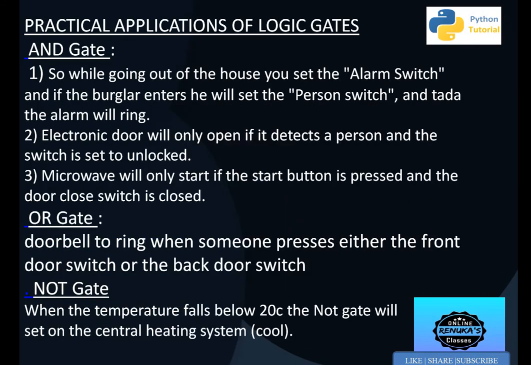Now we have studied the AND, OR, NOT gates, but what are the practical applications where we can use these gates? First let's discuss the AND gate. While going out of the house, you see the alarm switch. If the burglar enters, he will see the person switch and tada, the alarm will ring. So that is an AND gate.